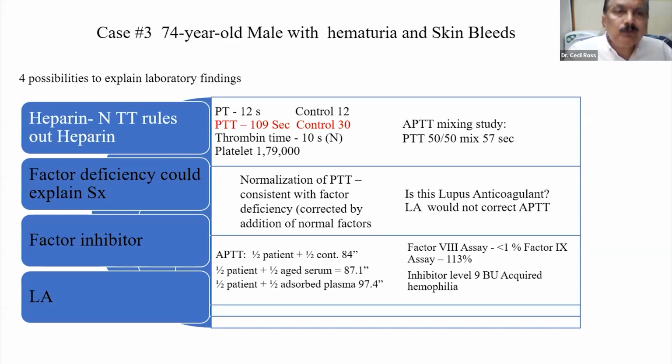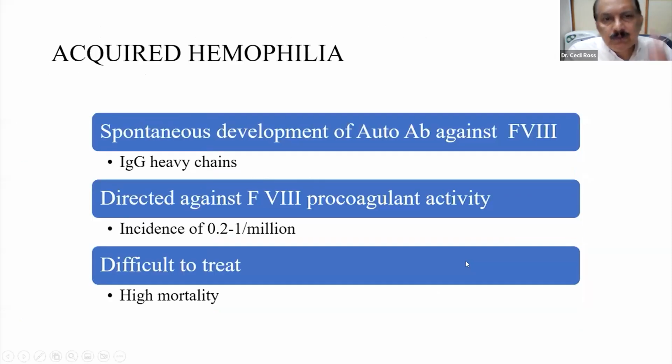This is quite often seen, it catches you like a googly. Sometimes you get elderly fellows. So supposing you have elderly persons with this kind of presentation, you think whether the person has acquired hemophilia. In congenital hemophilia, the fellow will have bleeding since birth with the same kind of findings, but this is acquired hemophilia. So this is spontaneous development of an autoantibody against factor VIII. Usually there are IgG heavy chains, acting against factor VIII coagulant activity.